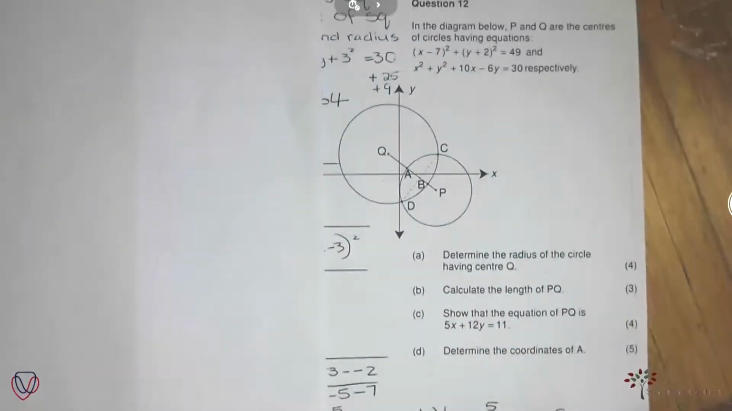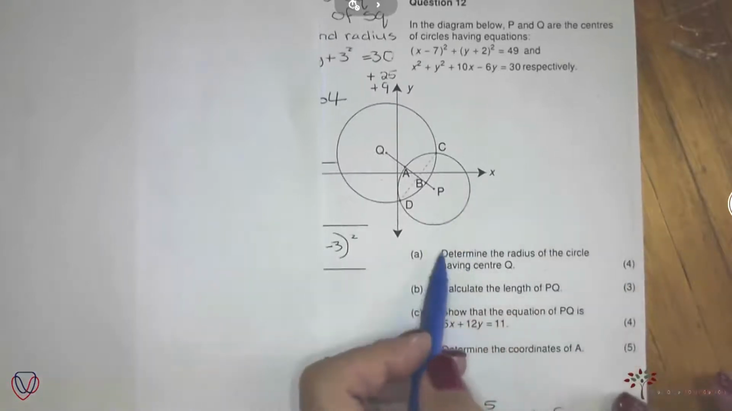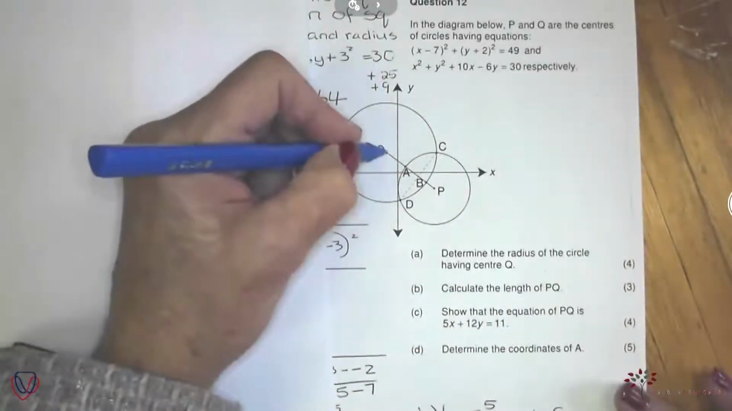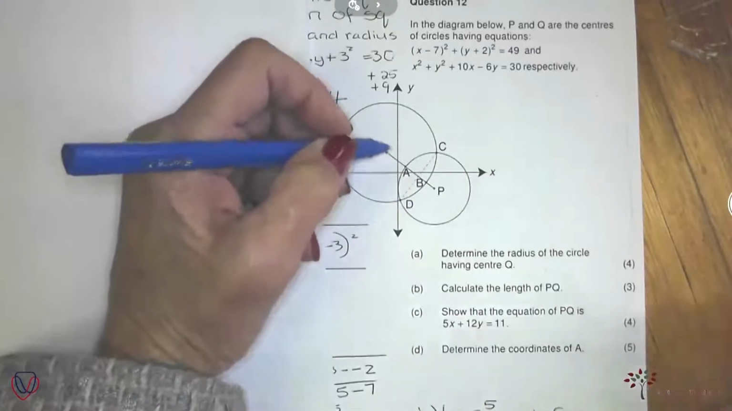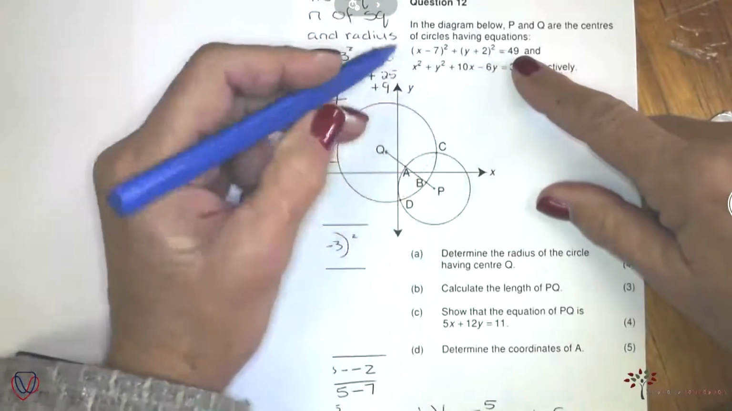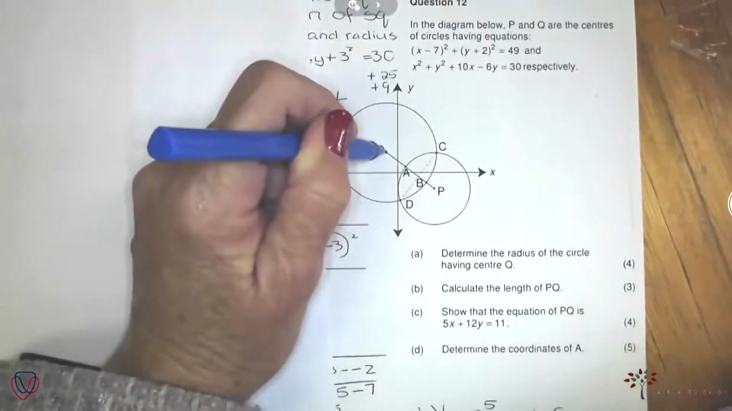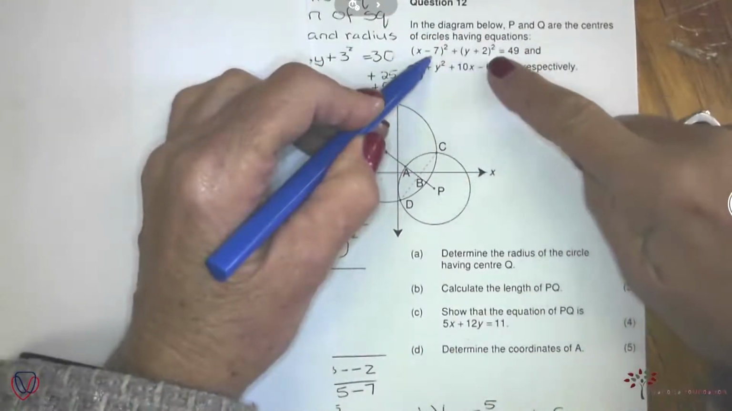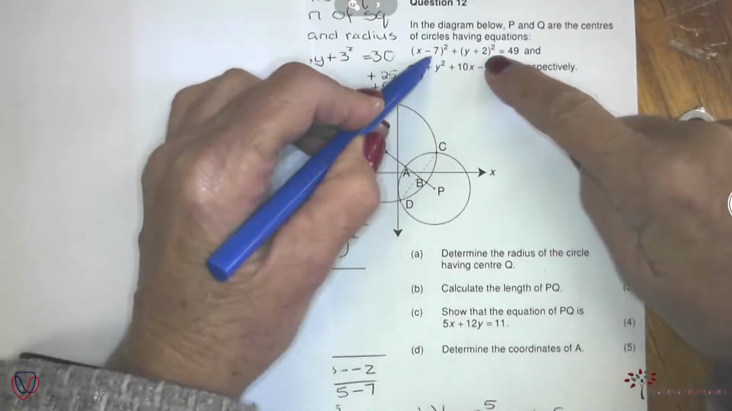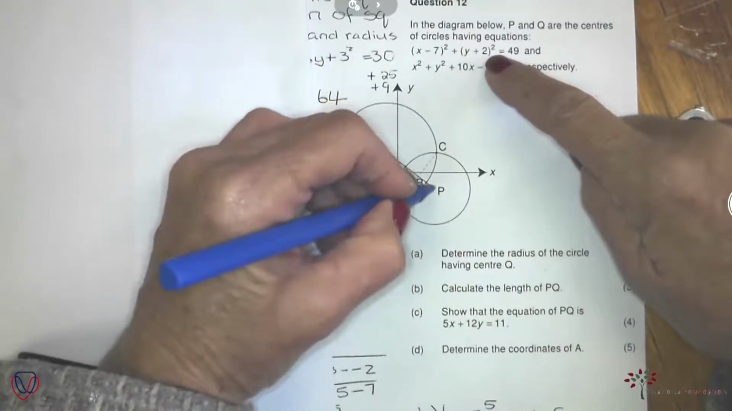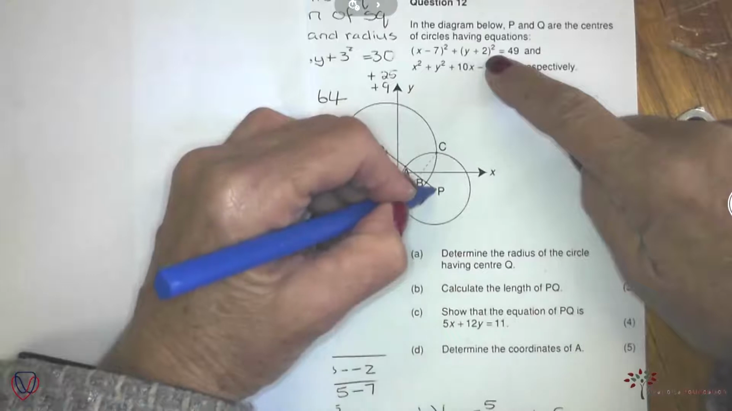I'm very glad that we have a question like this also. They said, determine the radius of the circle with center Q, the bigger one. Now you'll say, oh, I know the radius of this circle is 7, because this is r squared, but is it the circle Q? Let's have a look. Plus 7 for x and negative 2 for y. That will be the midpoint of that circle. Oh, it is P's coordinates.